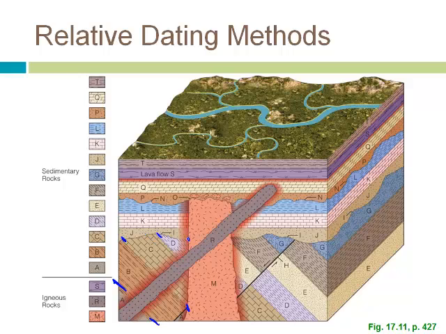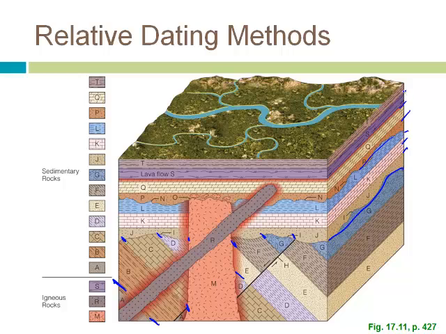D is the next layer here. And then we get E, which is over here. And then F is laid down. And then G. And then we have a layer of J. There's an unconformity right here. And then J is laid down, and then K is next. We have L, we have another unconformity, and P is here, and then you have Q.